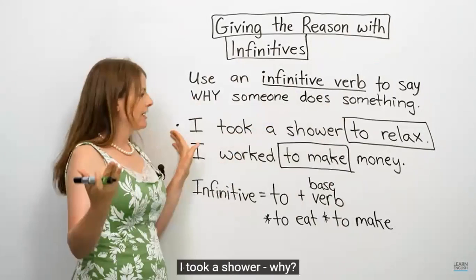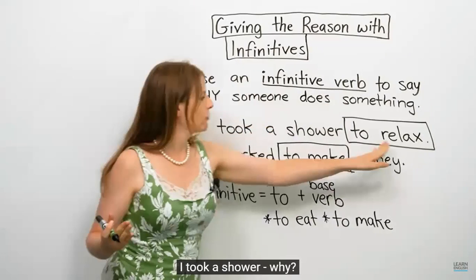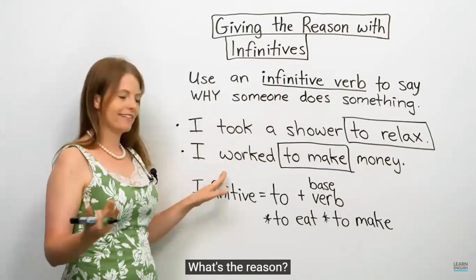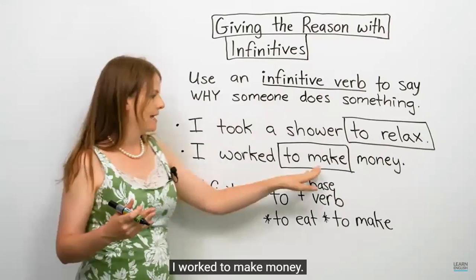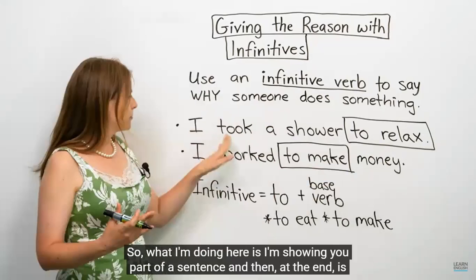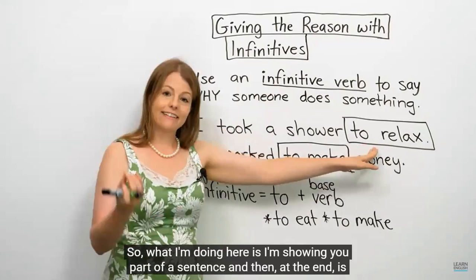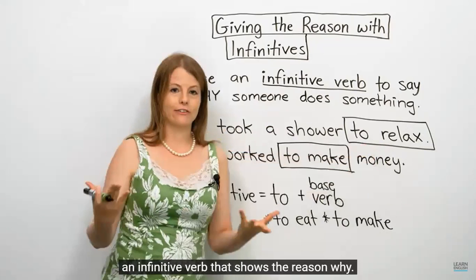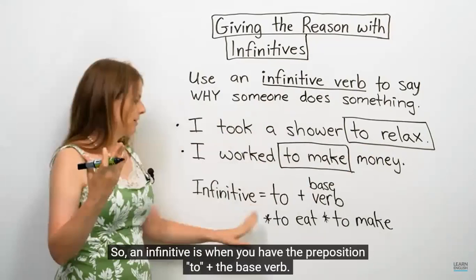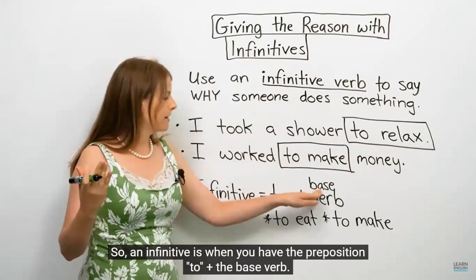I took a shower. Why? To relax. I worked. Why? What's the reason? I worked to make money. Okay? So what I'm doing here is I'm showing you part of a sentence, and then at the end is an infinitive verb that shows the reason why. So an infinitive is when you have the preposition to plus the base verb.